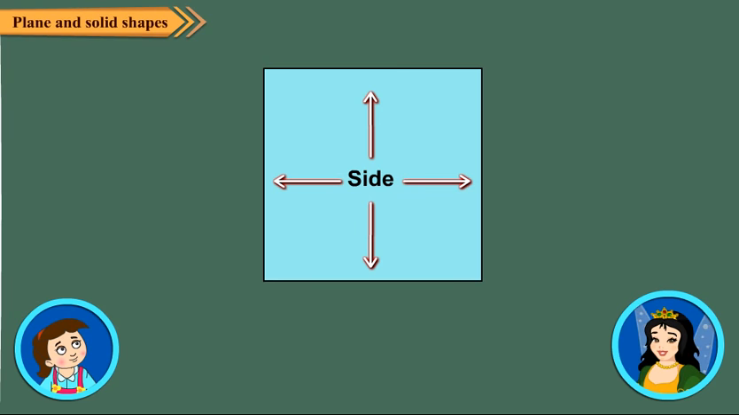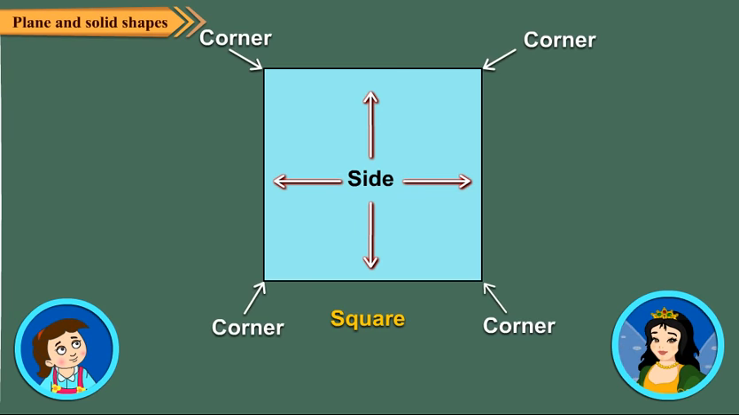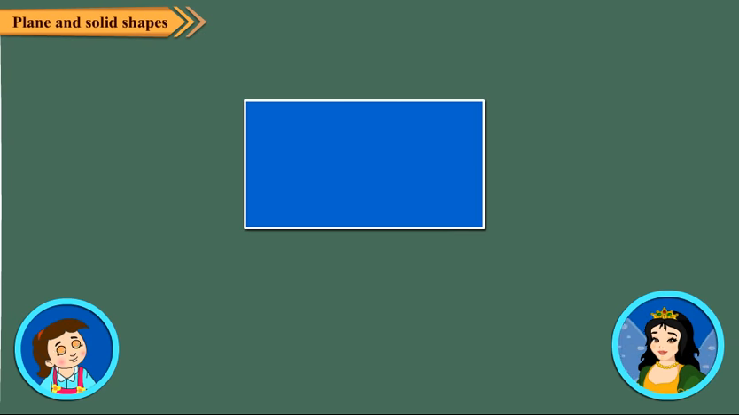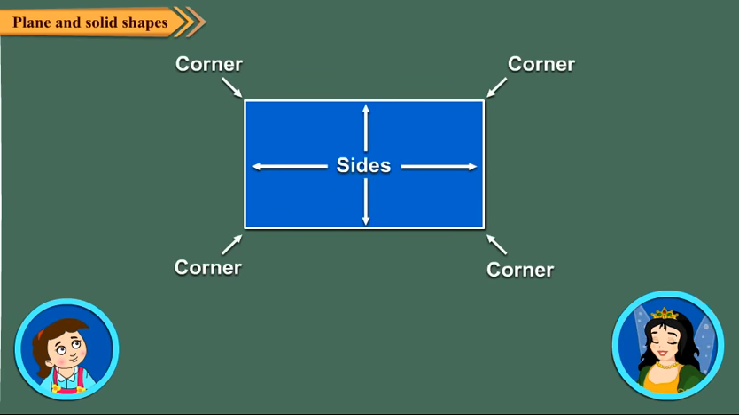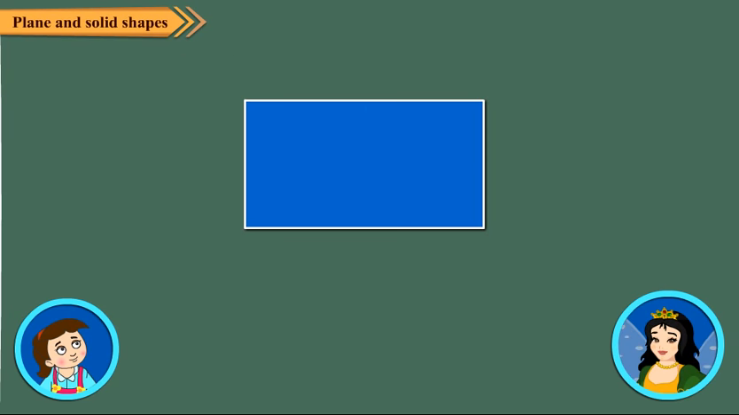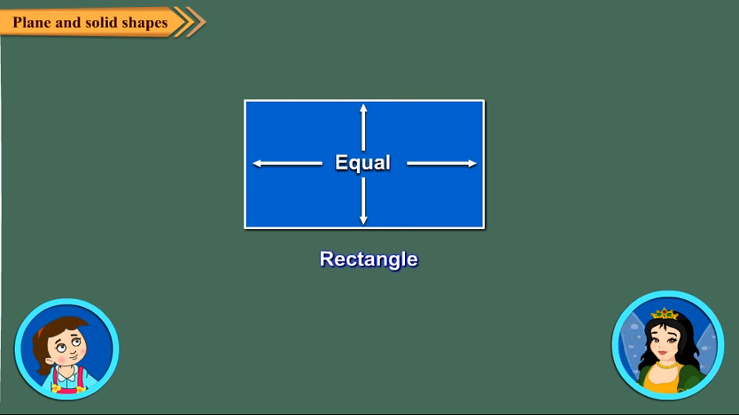This shape here is made up of four equal straight lines. It is a square. It has four corners. Now look at this shape. It is also made up of four straight lines. So it also has four sides and four corners. But it is not a square because all its sides are not equal. Its opposite sides are equal. It is a rectangle. Do we have any shape made up of curved lines?